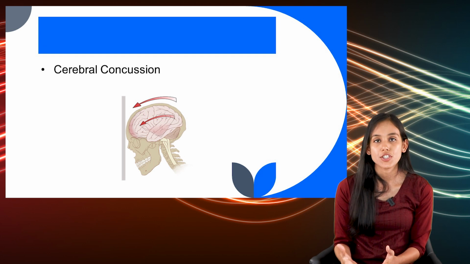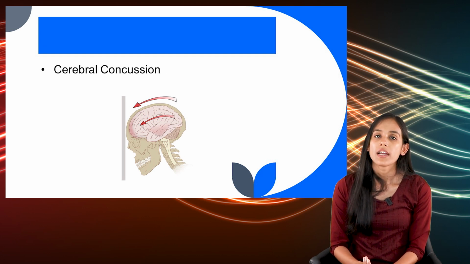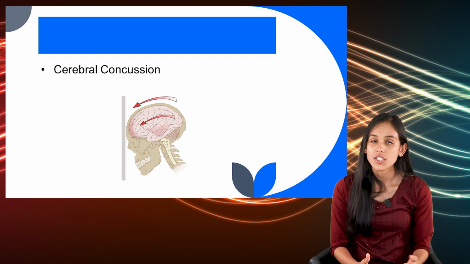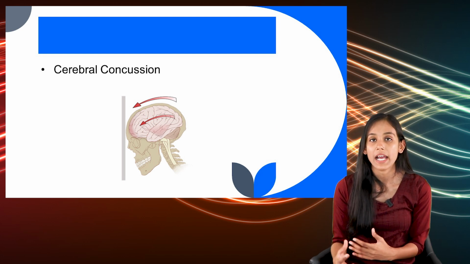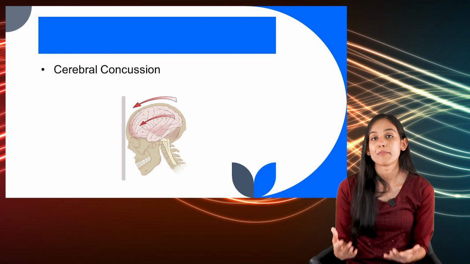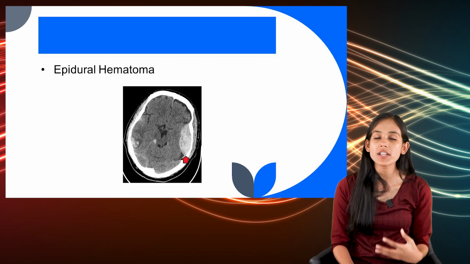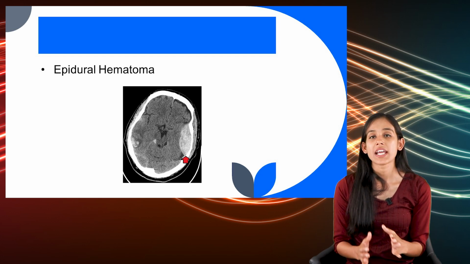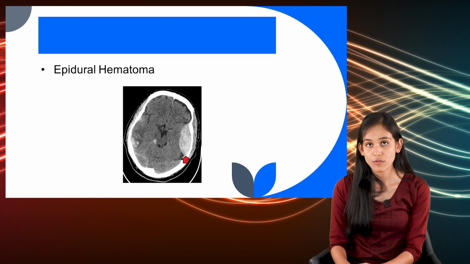And next there is concussion of brain, or we can also call it cerebral concussion. We've already discussed what we mean by concussion. Now if there is cerebral concussion, what might happen? There will be loss of consciousness and also loss of memory. And next there is epidural hematoma. Epidural hematoma happens following head injury, mostly in the temporal or frontal lobe or in the posterior fossa.